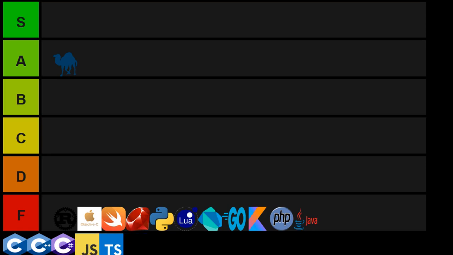Speaking of the devil, C# is the best language. Everyone should use it. Therefore, I'm going to put it in the F tier because all the new programmers are going to start with it.